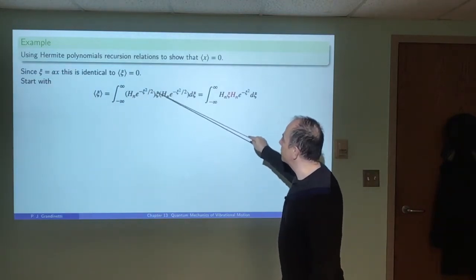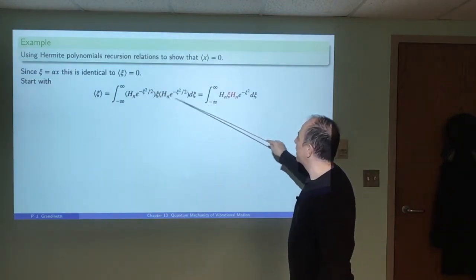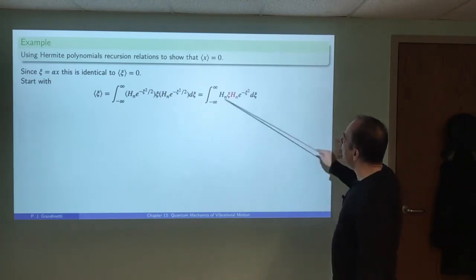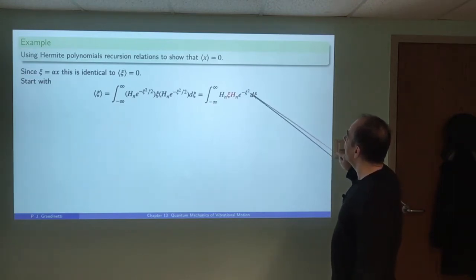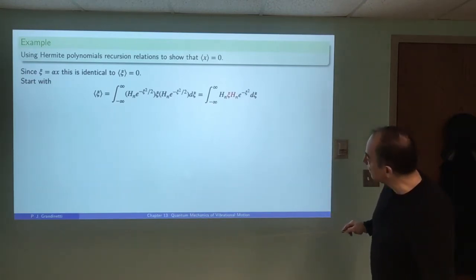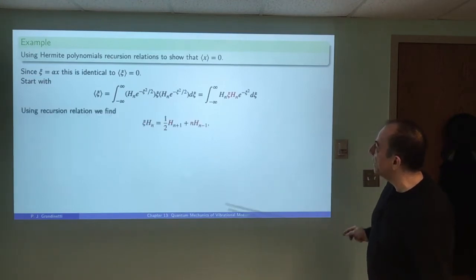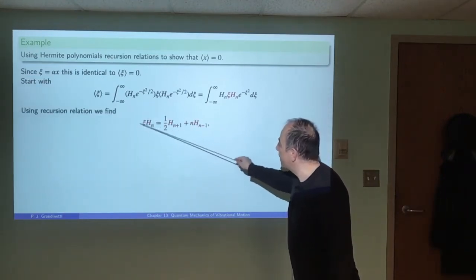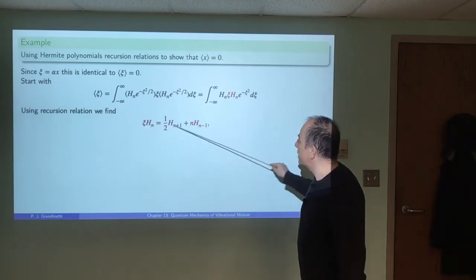So I have the wave function, the expectation value, and then I'm trying to calculate in the wave function. When you multiply it all out, you end up with the integral of Hn psi Hn, and then this e to the minus xi squared, okay? So I'm going to use the recursive relationship here, which tells us that xi times Hn is equal to this.